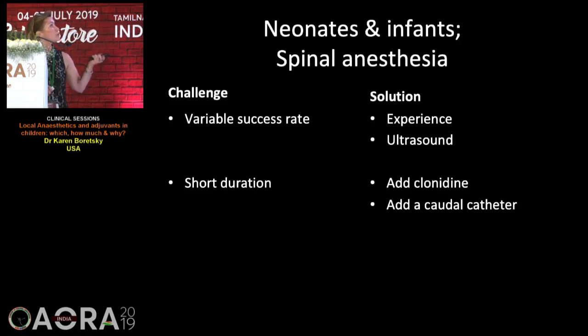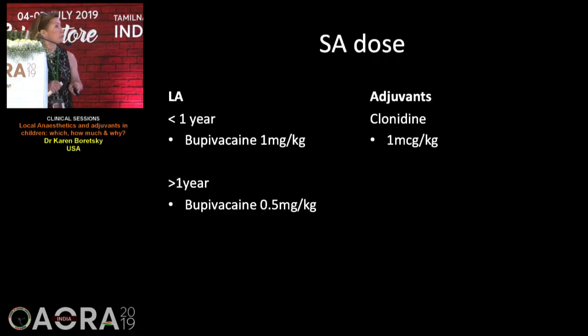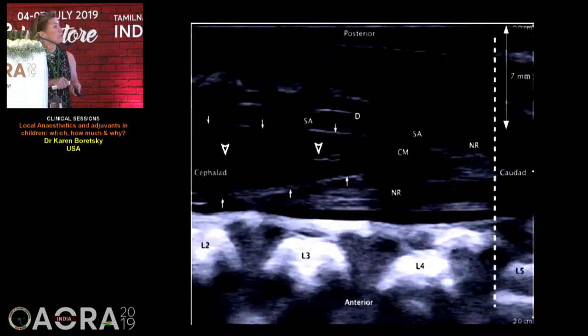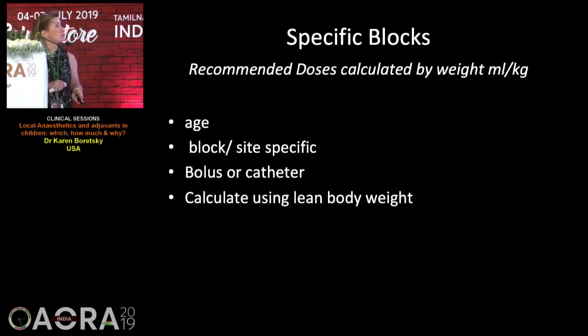With spinals, the more you do, the better you become at it. Again, if you do your adjuvants, you can increase your duration up to 90 minutes. If you do an ultrasound, it can help you with localization of where to put the local anesthetic. This is an image of the cauda equina, the conus medullaris ending here. And you can see right at the conus medullaris, you can avoid neurotissue by giving your local anesthetic right here at the bottom of the conus medullaris.